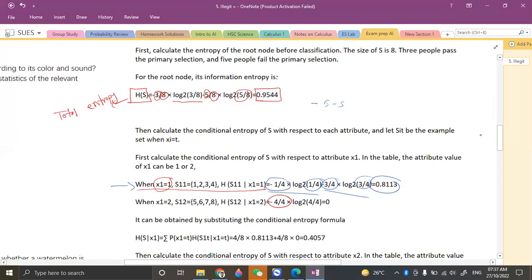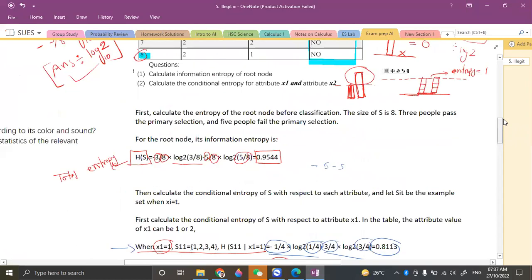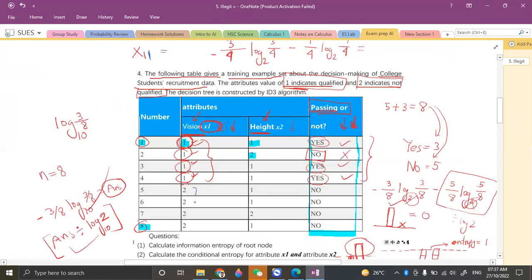Okay, and now let's see the second condition, when x1 equals 2. So we have 5, 6, 7, 8. 5, 6, 7, 8 means here, right? This 4. Here is 5, 6, 7, 8.